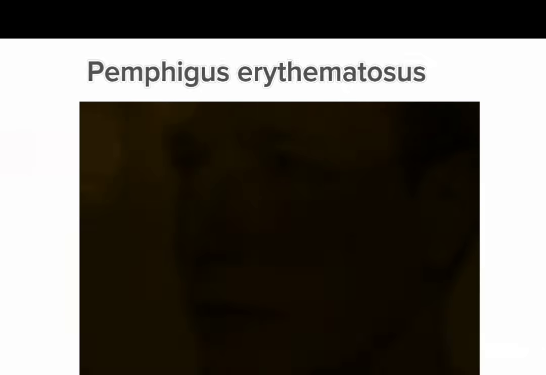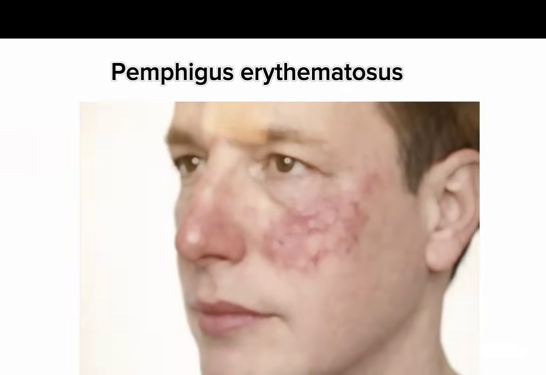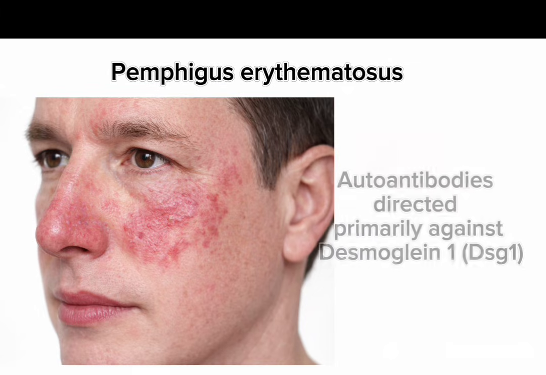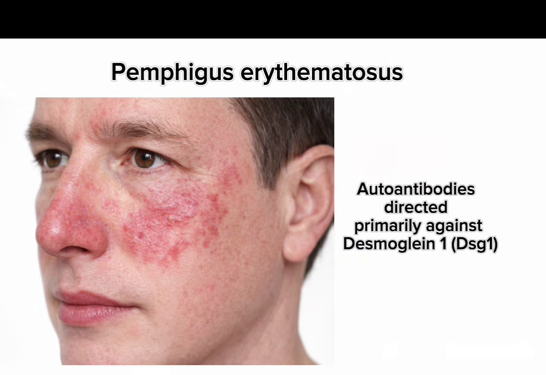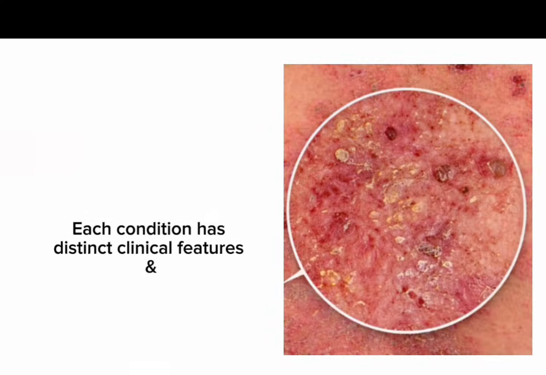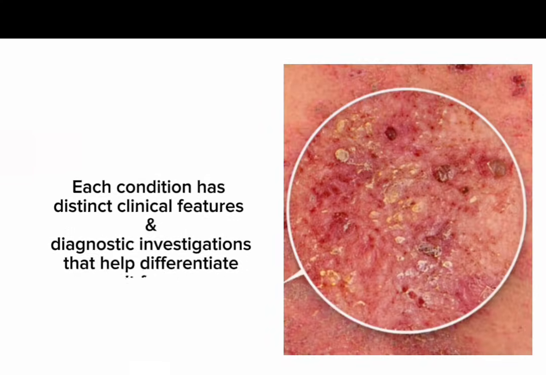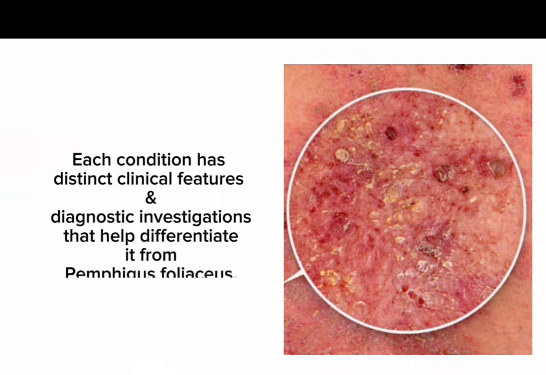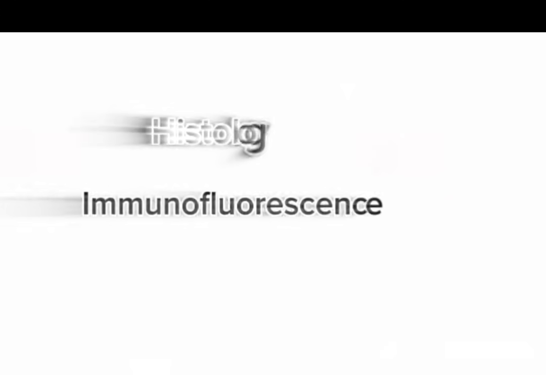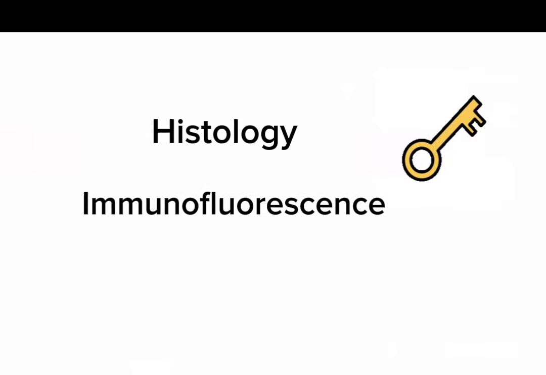Pemphigus erythematosus is a localized variant of Pemphigus foliaceus, sharing the same subcorneal acantholysis. It can be considered in the differential, especially when lesions are limited to the face and sun-exposed areas. Ultimately, each of these conditions has its own specific clinical features and diagnostic investigations. That is why histology and immunofluorescence are key. They separate the mimics from the real deal, Pemphigus foliaceus.